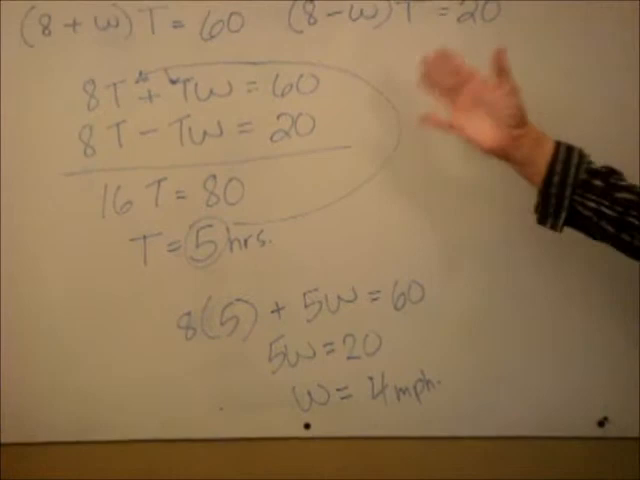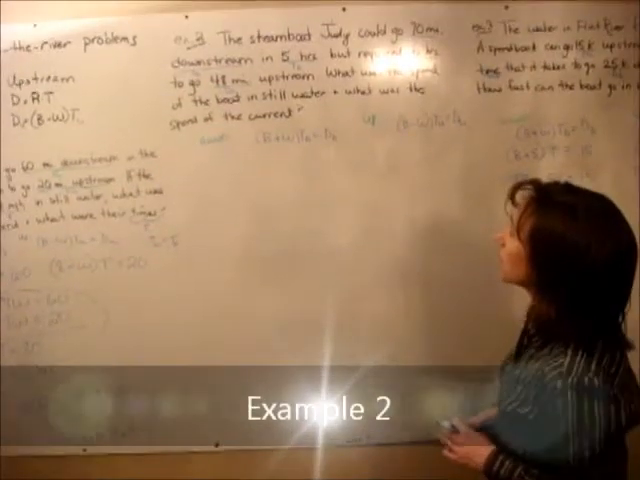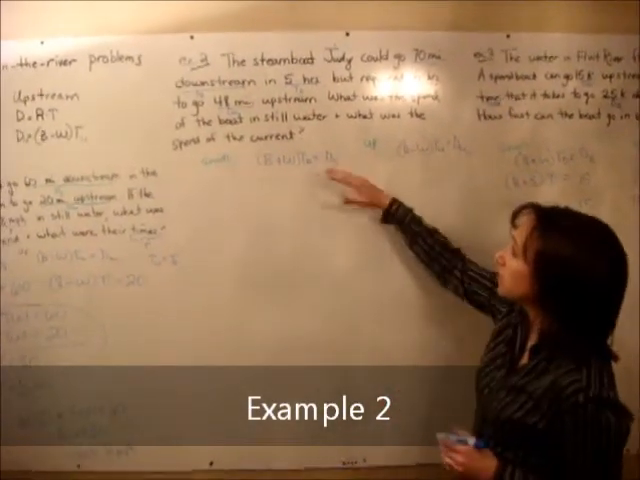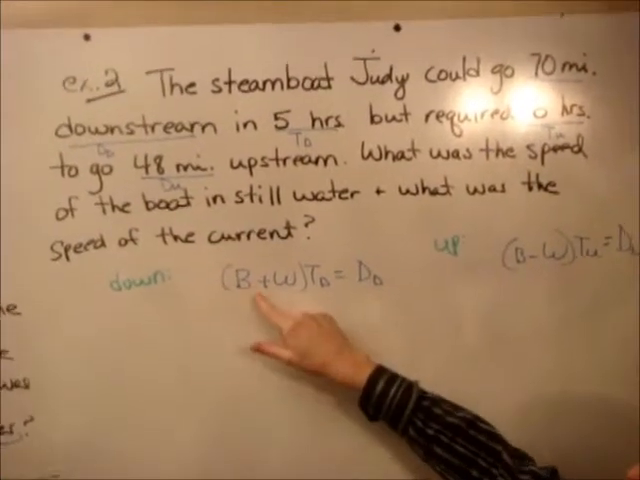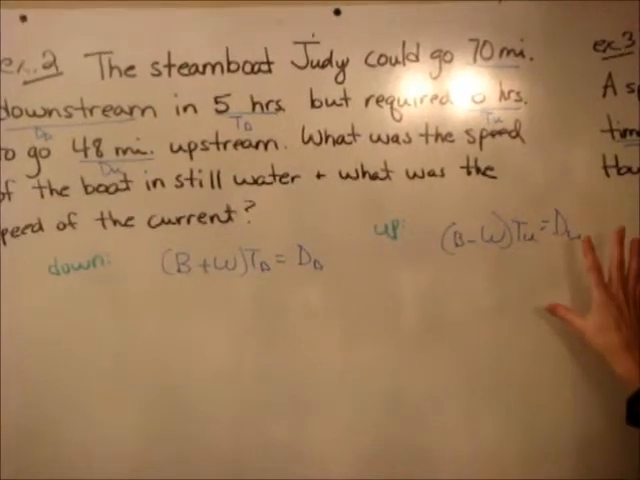So they're very straightforward, each kind's a little bit different. You can stop. All right, example 2. This time we're going to know some different pieces of information, but we're going to use the same equations. We have our downstream equation with the plus the water, and the upstream equation with the minus the water.